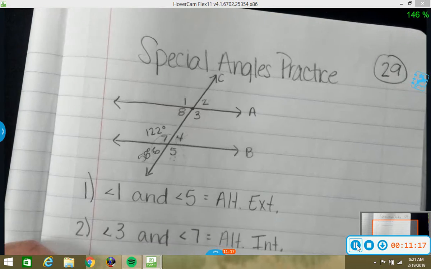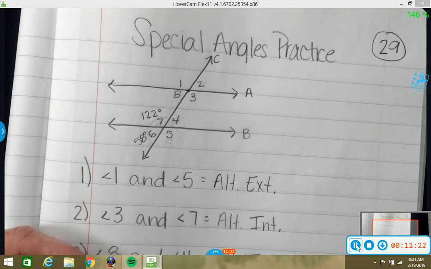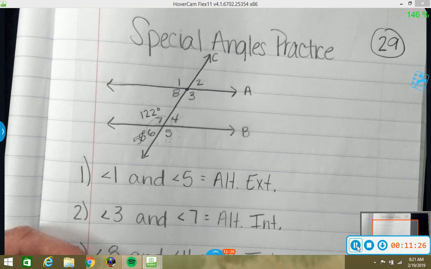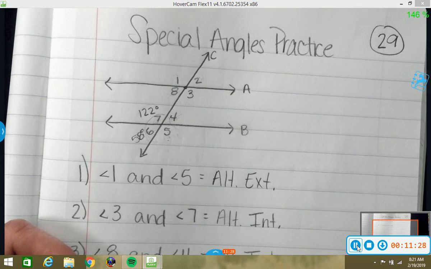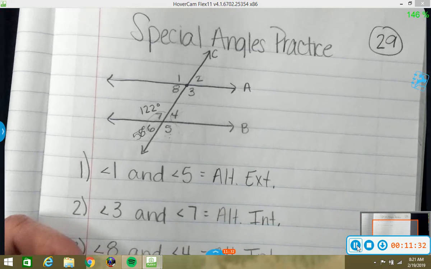All right, what now? 8 is the alternate, or corresponding. 8 is corresponding to what? To 6. 8 is corresponding to 6. Is there another way that I could have found that? So let's go ahead and write that.